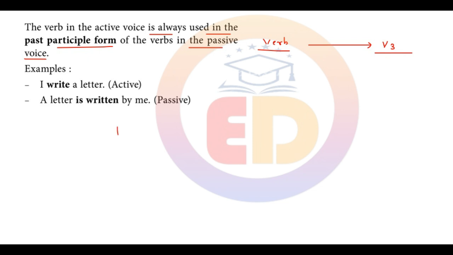The sentence is I write a letter. I is the subject, write is the action or verb, a letter is object of verb. Here I is performing the action, subject is performing the action, so it is an active voice. Converting this to a passive voice, the object, a letter, will become the subject.